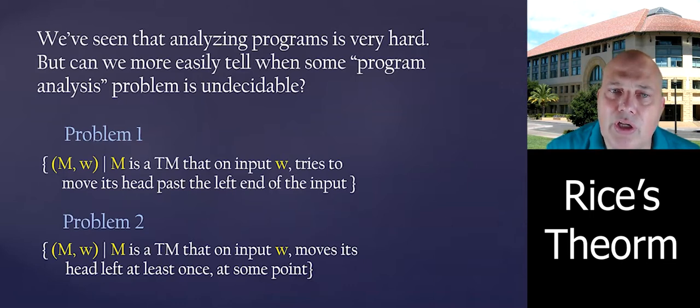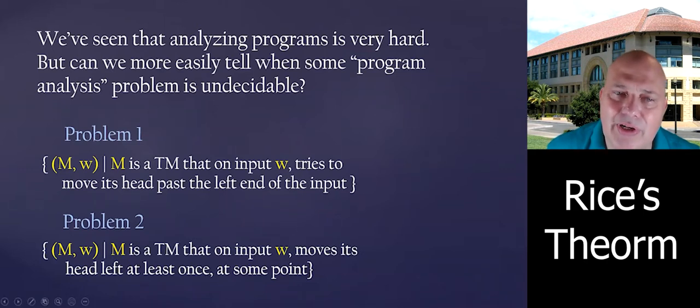input W tries to move its head past the left end of the input. So if you remember, our convention is that when you're at the left end of the input, if you're trying to move to the left, you stay put. And the question is, does this machine on input W try to move left on the leftmost cell of the input? The second problem is M is a Turing machine that on input W moves its head left at least once at some point. So these are two problems, and try to think to yourself, what do you think?